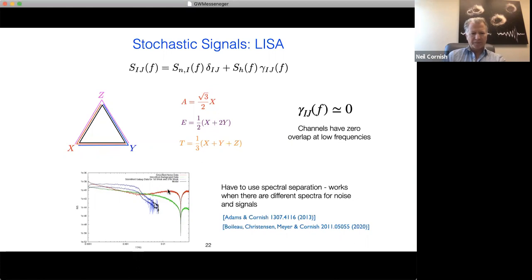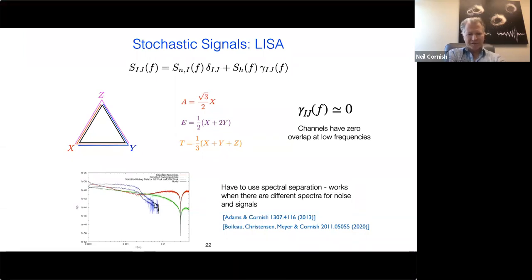So in this little plot here, the signal in green, the noise in red, and then we've got the galactic component, which varies during the year, in blue. Because they have different spectra, we can hope to separate them using their different spectral properties.